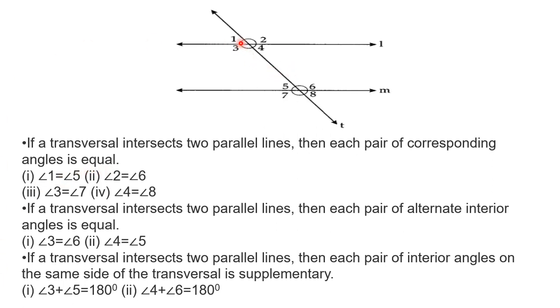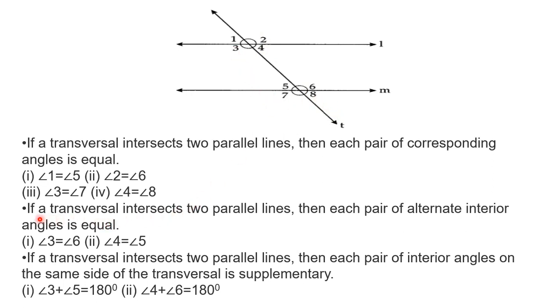Before this we understood what corresponding angles, alternate interior, alternate exterior, and the angles on the same side of a transversal are. Now we are talking about when the two lines given are parallel and a transversal intersects them. So we have these corresponding angle pairs, and all four pairs of corresponding angles are equal.